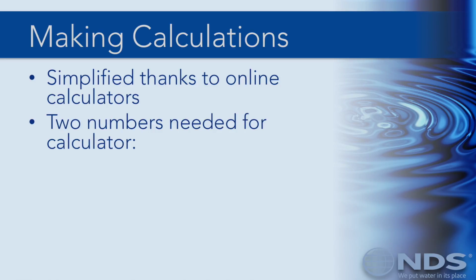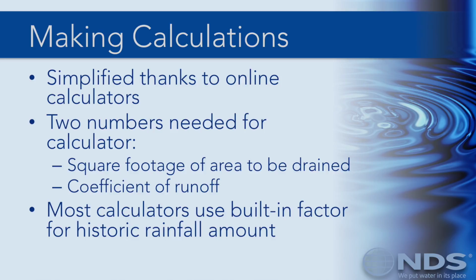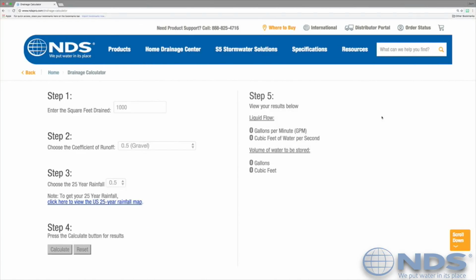To use the calculator, you need to know two things: the square footage of the area to be drained and the coefficient of runoff. Most calculators use a built-in factor for a historic rainfall amount, often the 25-year average rainfall in a 30-minute period. Your scale drawing will be essential for measuring the square footage to be drained at each capture point, which can then be added together to determine pipe sizing for the whole system.